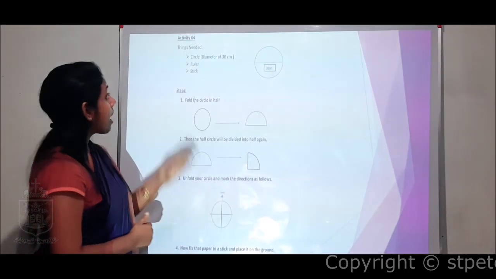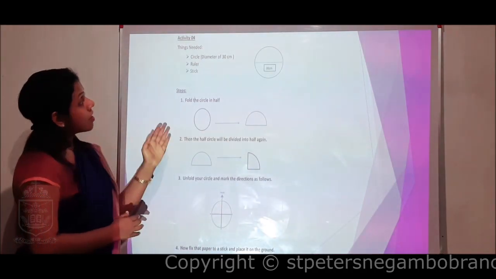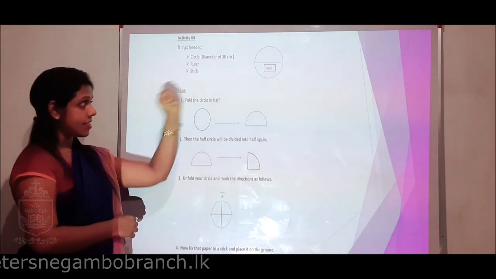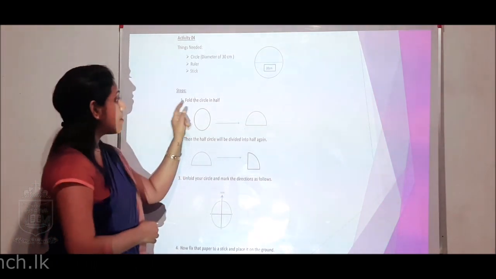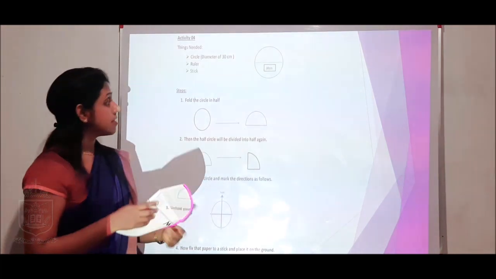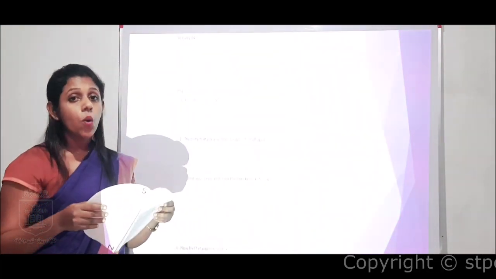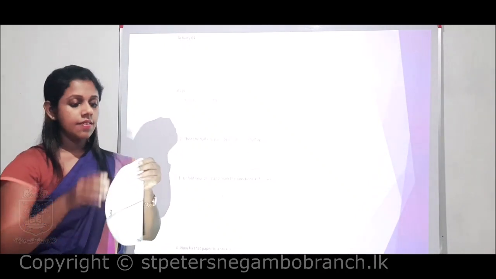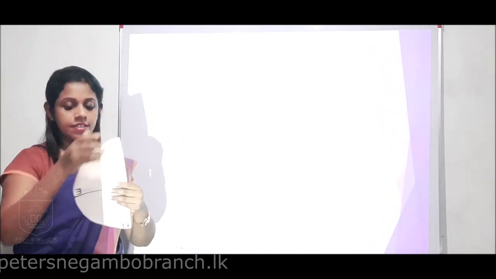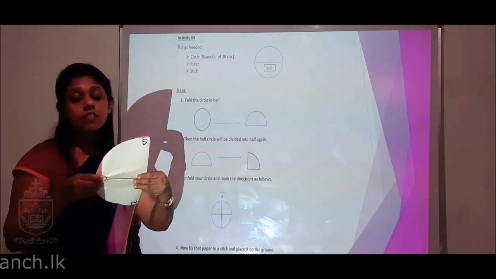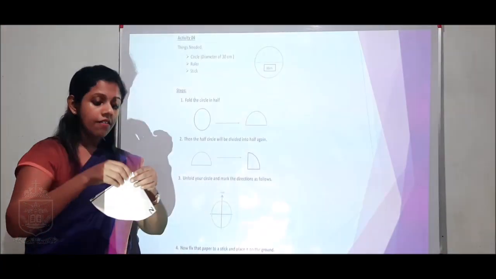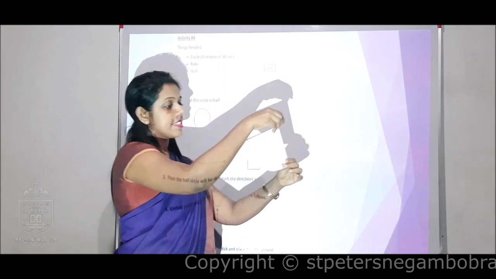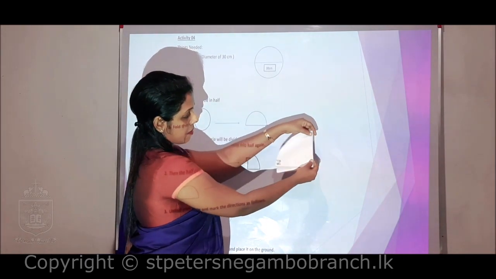Okay, children. Activity number 4. Things needed: a circle with a diameter of 30 centimeters, a ruler and a stick. Okay, steps. First step is you have to fold the circle in half. You can fold the circle in half like this. And then the half circle will be divided again into half. So it should be like this. It's like a cone shape now.